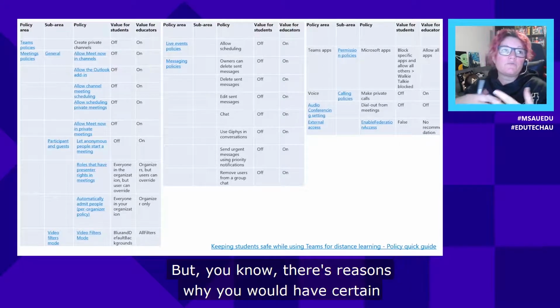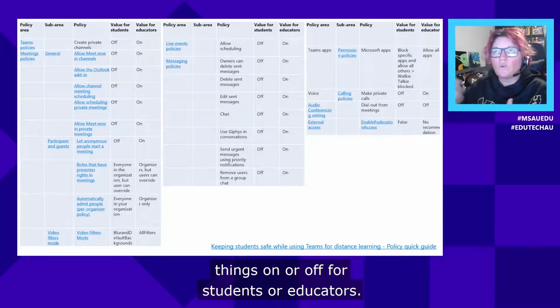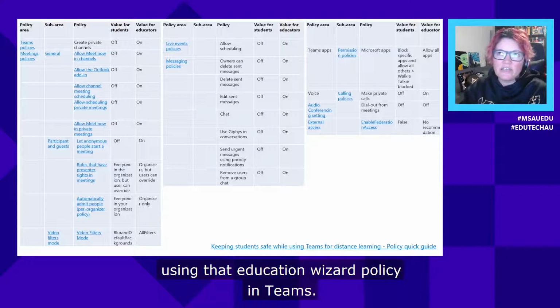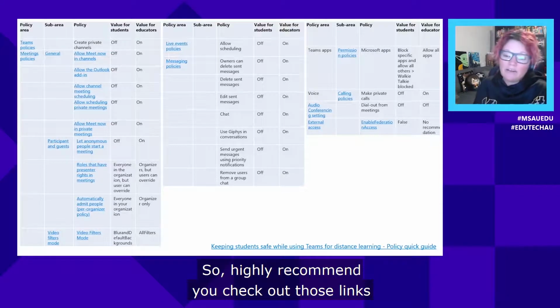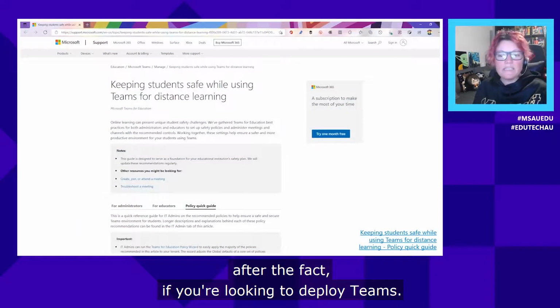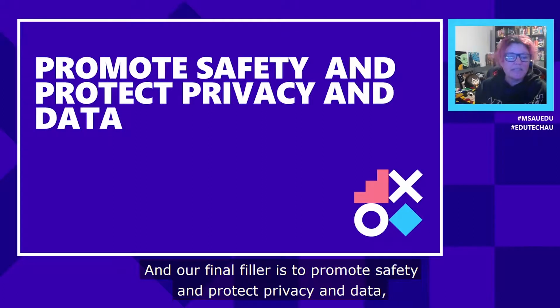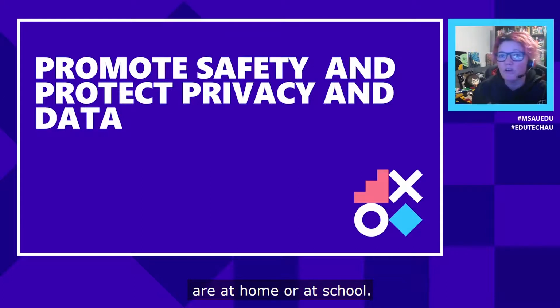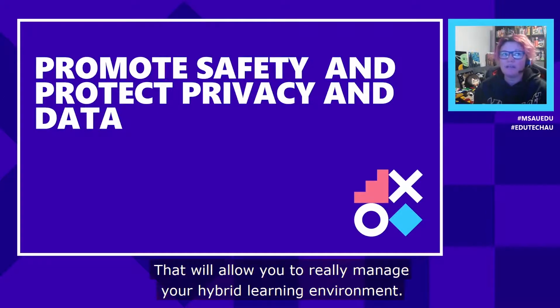But there's reasons why you would have certain things on or off for students or educators. And the majority of these are set using that education wizard policy in Teams. So I highly recommend you check out those links after the fact if you're looking to deploy Teams. And our final pillar is to promote safety and protect privacy and data, whether your students and staff are at home or at school. That will allow you to really manage your hybrid learning environment.